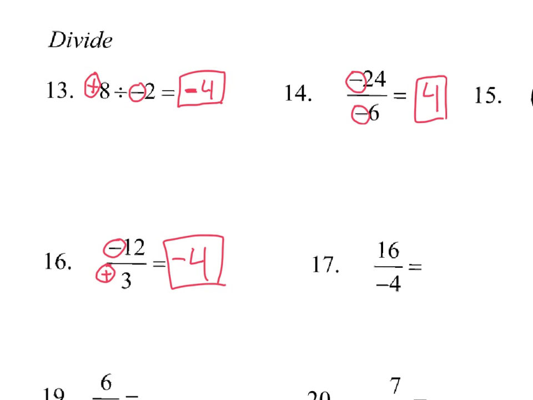Sometimes the negative is on the bottom. That can happen. 16 in this fraction is positive. 4 is negative. And we still have different signs. So my answer will be negative. 16 divided by 4 is 4. So we have negative 4 as the answer. So as long as in a fraction you have one number negative, that means the answer will be negative.